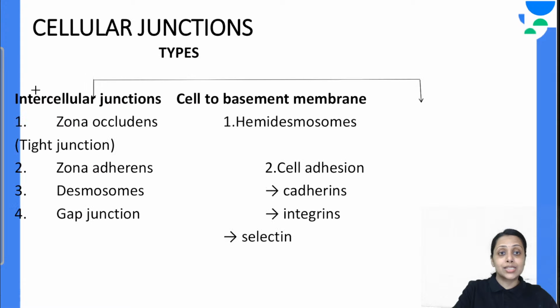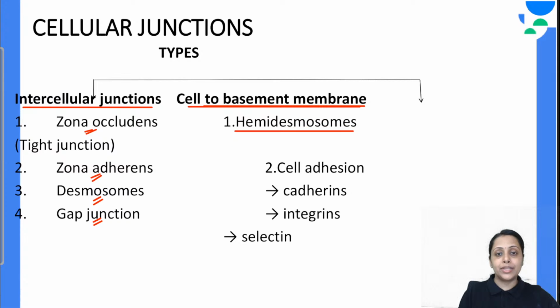Now coming to the cellular junctions. The cellular junction can be an intercellular junction or a junction present between cell and basement membrane. The intercellular junctions are zona occludens, zona adherens, desmosome, and the gap junction. In cell to basement membrane, we have the hemidesmosome. We have the cell adhesion molecules like cadherin, integrin, and selectin. Is this clear with everybody?